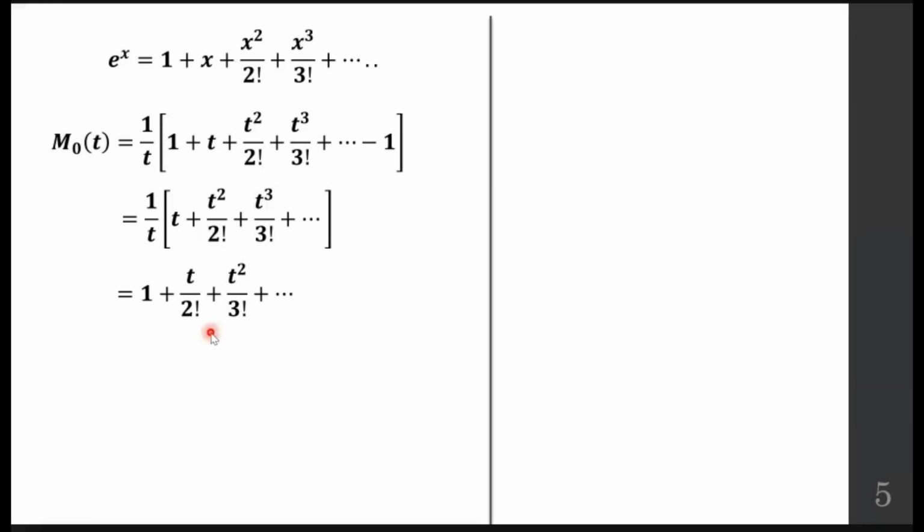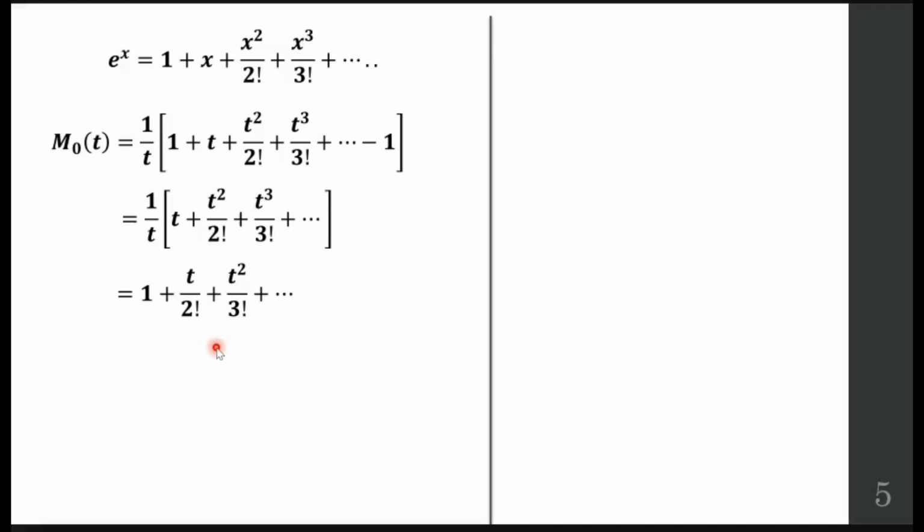Because 2 को हम लोग लिख सकते हैं 2 into 1 factorial. है ना? इसको हम लिख सकते हैं 2 into 1 factorial. तो ये हो जाएगा t upon 2 into 1 factorial. So t upon 1 factorial का coefficient होगा 1 by 2. इसको हम लिख सकते हैं 3 into 2 factorial. So coefficient of t square upon 2 factorial will become 1 upon 3. So what is the coefficient of t raised to r upon r factorial?